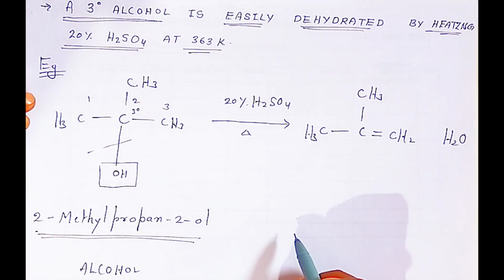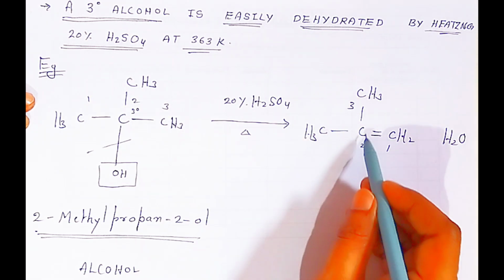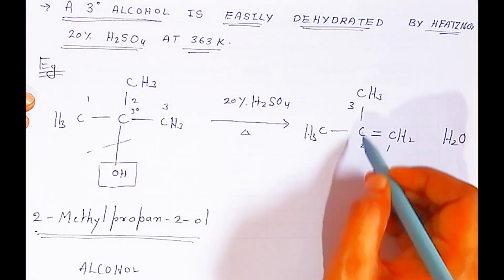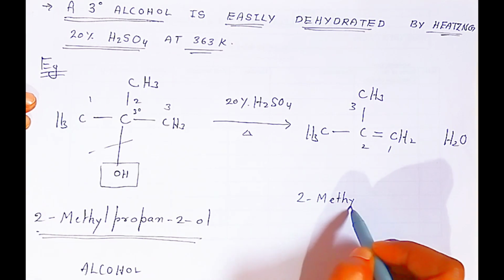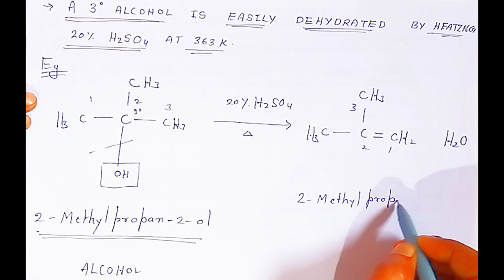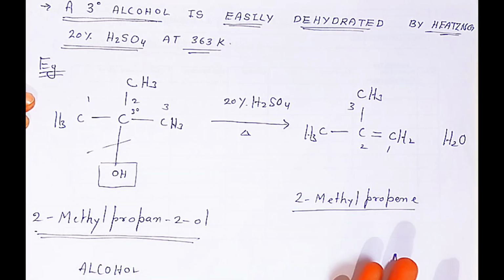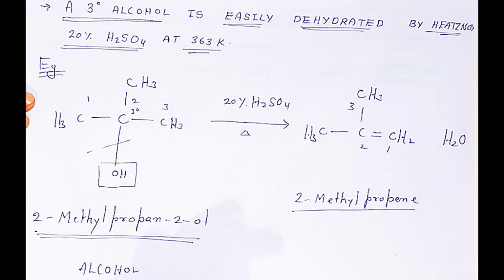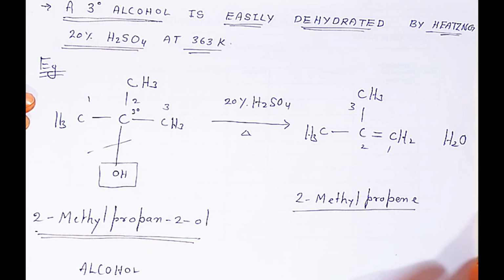So here, students, when you start the counting, 1, 2, 3, at carbon number 2 there is a methyl group. So which type of alkene are you getting, students? It is 2-methylpropene. You have got this type of alkene. So this way, students, alcohol is converted into the corresponding alkene. A 4 carbon containing alcohol is converted into a 4 carbon containing alkene. So this way, students, dehydration is taking place.